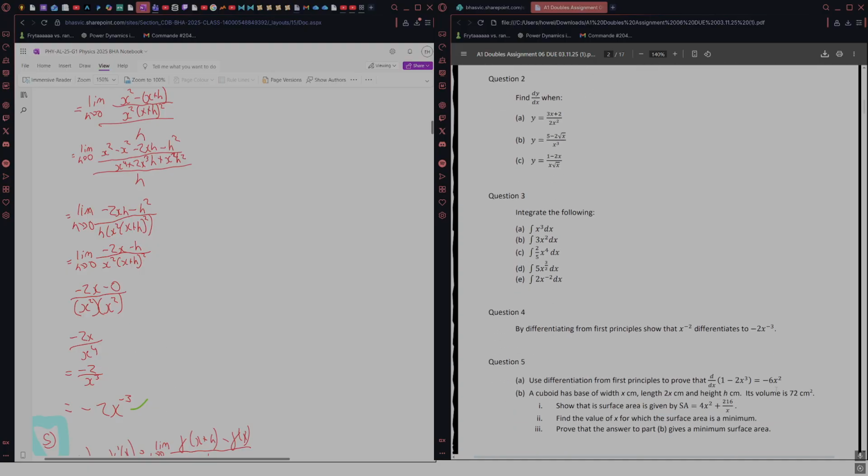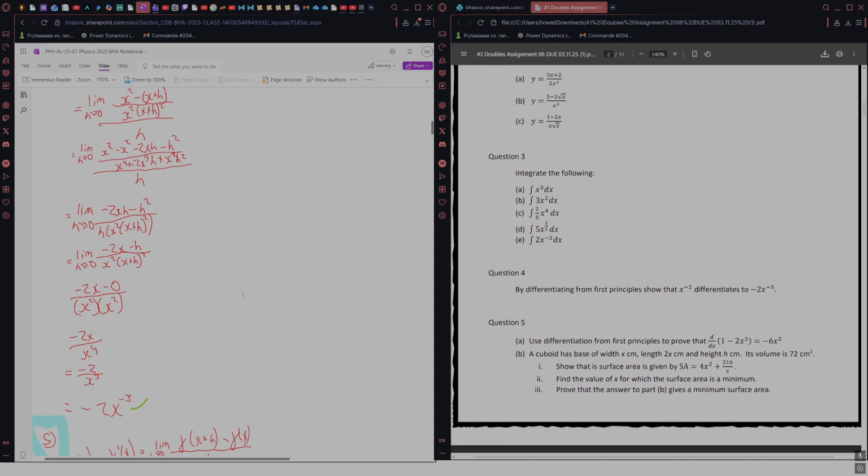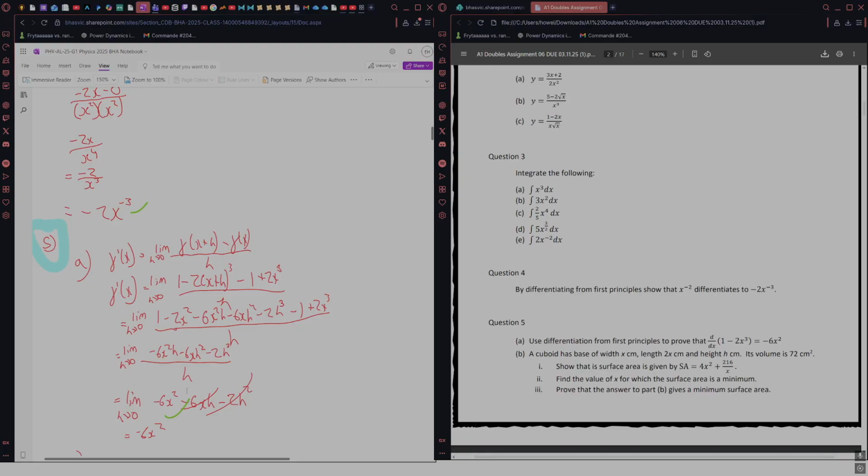Next, we have some more first principles and also some optimization. So firstly, just do this first principle stuff again. It's just simple stuff. I mean, it doesn't look very simple, but it's just long, just expanding and cancelling, and then eventually you can divide by h and then cancel all the terms out.